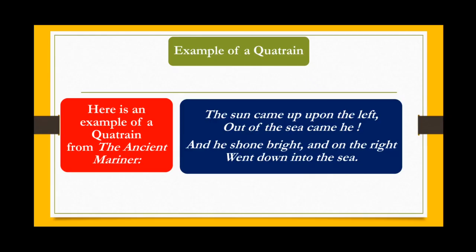Let's analyze the metrical feet and the meter that is used in this stanza. As we discussed, quatrain is usually structured in iambic, so this quatrain is also structured in iambic metrical feet. Let's discuss line 1: The sun came up upon the left. So it is iambic metrical feet. The first foot, the sun, unstressed and stressed. The second foot, came up, and the third foot, upon, and the fourth foot, the left.